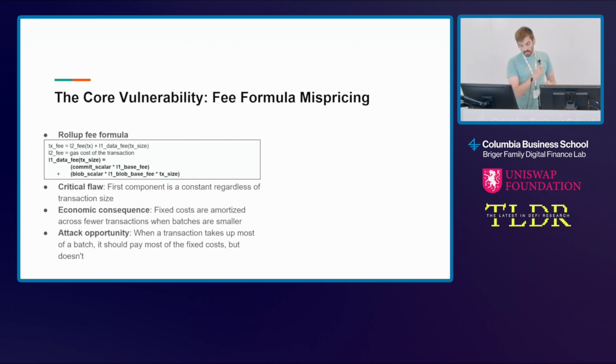So a critical flaw here is that the first component is also a constant regardless of the transaction size and regardless of the batch size. And the economic consequence of that is that the fixed costs are more amortized across fewer transactions when batches are smaller. And the attack opportunity here is that when a transaction takes most of the batch space, it should pay just a very small fixed cost.